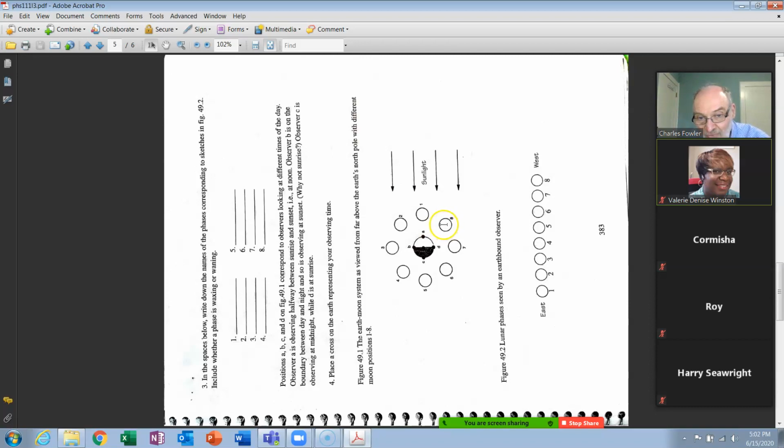All 8 moons. And Dr. Fowler. Yes. This is the only lab we're doing today, right? Yes. Okay. Are we running out of time? Okay. I already got this lab done. What's that? I already got this lab done. Okay. What I'm doing right now.